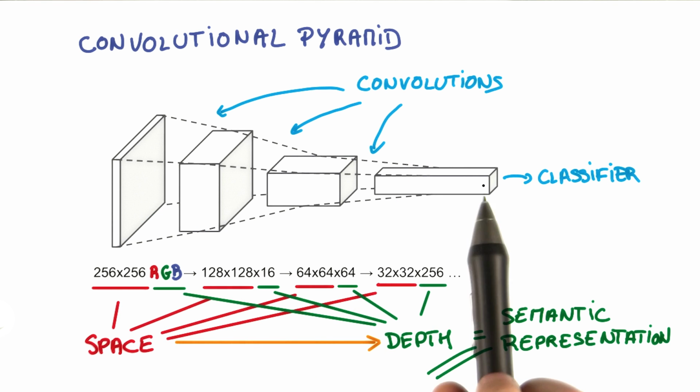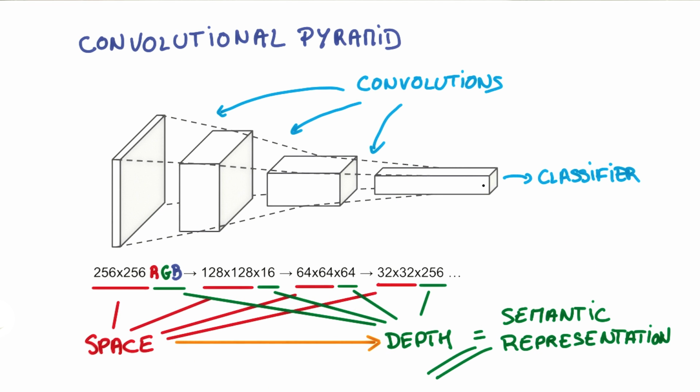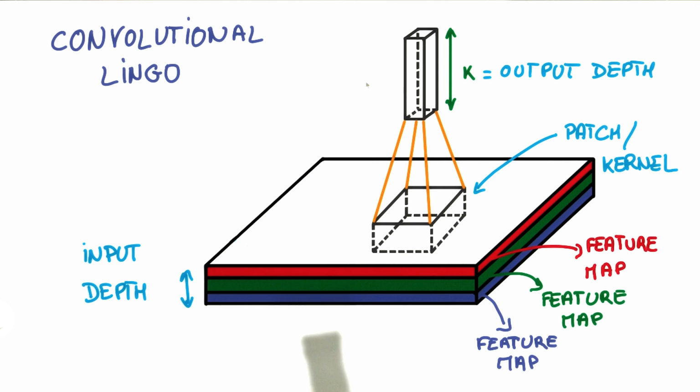The general idea is that they will form a pyramid. At the bottom, you have this big image but very shallow, just R, G, and B. You're going to apply convolutions that are going to progressively squeeze the spatial dimensions while increasing the depth, which corresponds roughly to the semantic complexity of your representation. At the top, you can put your classifier. You have a representation where all the spatial information has been squeezed out and only parameters that map to content of the image remain. So that's the general idea.